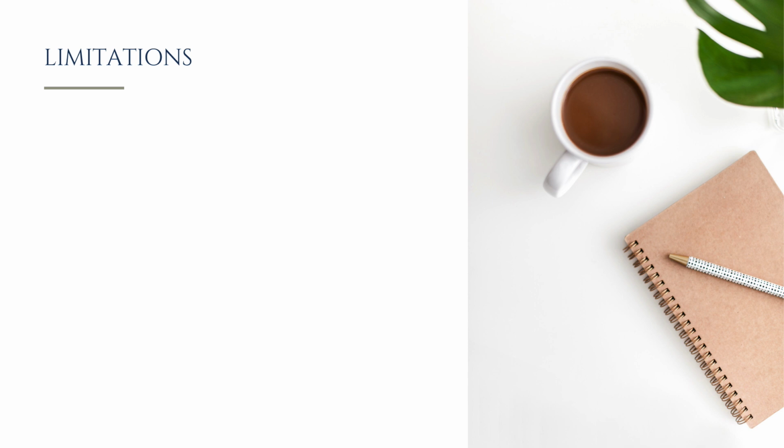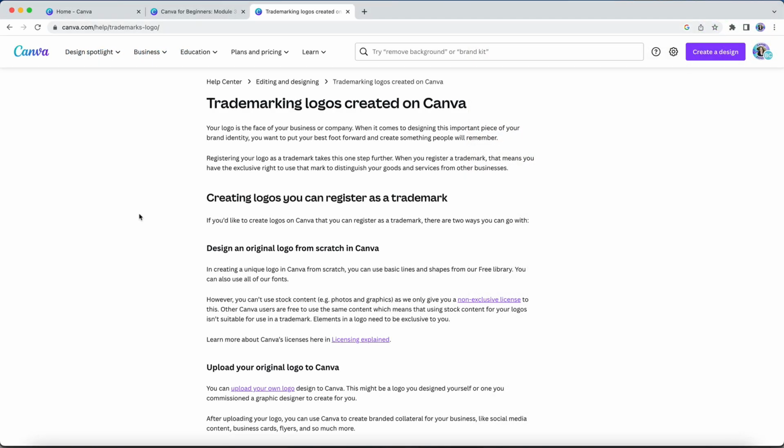And when it comes to creating your logo in Canva, there are two particular types of limitations that you should know about. First is the ability to trademark your logo. On one of Canva's licensing pages, it says, "In creating a unique logo in Canva from scratch, you can use basic lines and shapes from our free library. You can also use all of our fonts. However, you can't use stock content, e.g. photos and graphics, as we only give you a non-exclusive license to this. Other Canva users are free to use the same content, which means that using stock content for your logos isn't suitable for use in a trademark. Elements in a logo need to be exclusive to you."